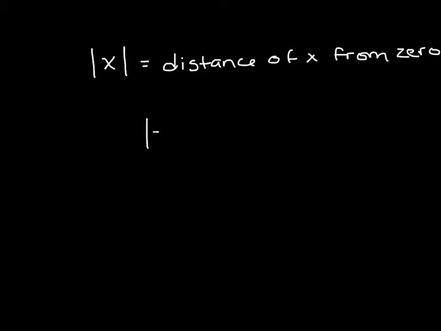So the absolute value of negative 5 is 5 units from zero. The absolute value of positive 5 is also 5 units away from zero. So absolute value is always going to be a positive answer, because distance is always positive, so you can't have a negative distance. And we're going to be using this definition and the examples in this section to set up absolute value equations and inequalities.